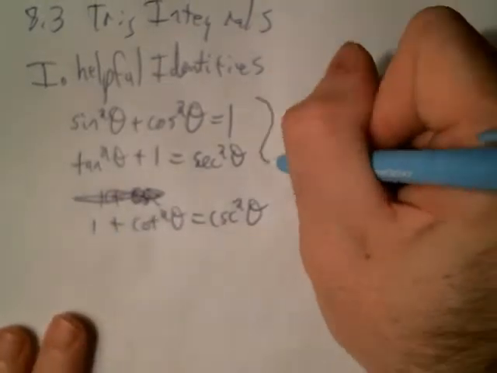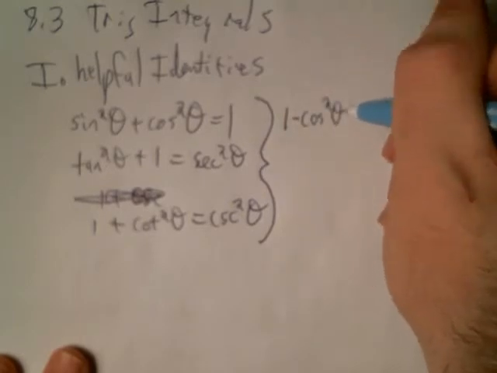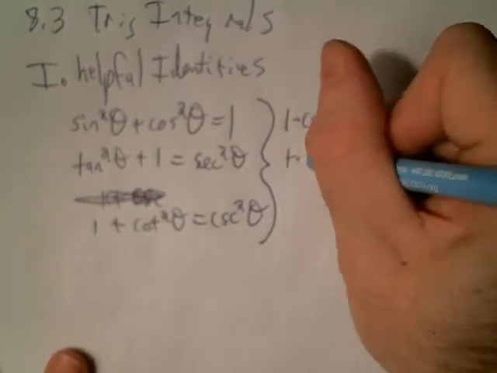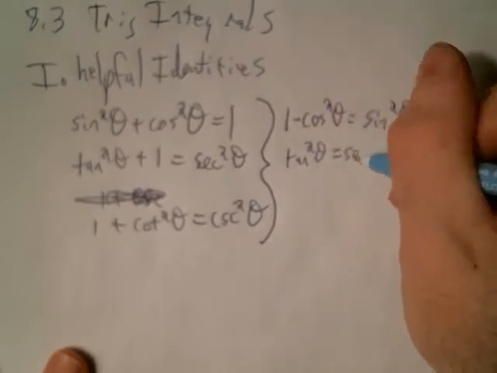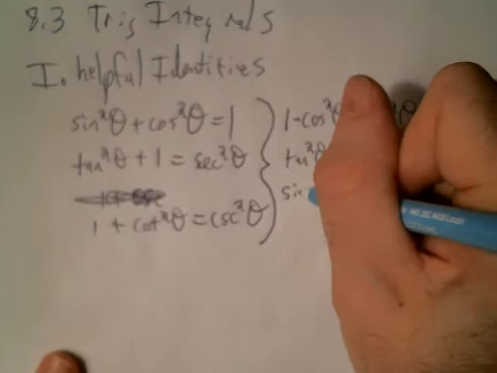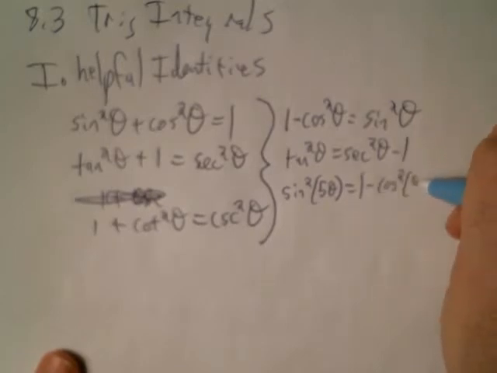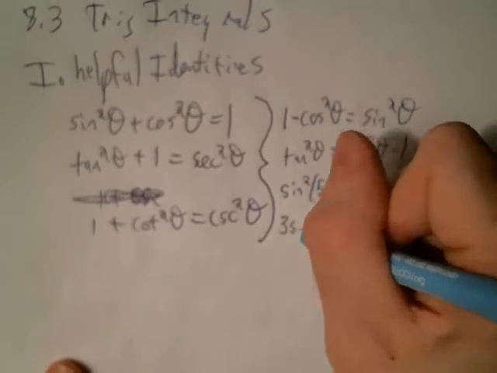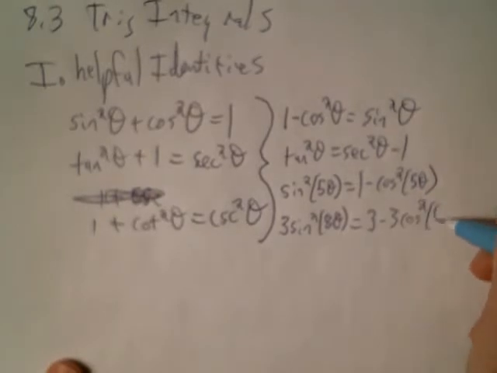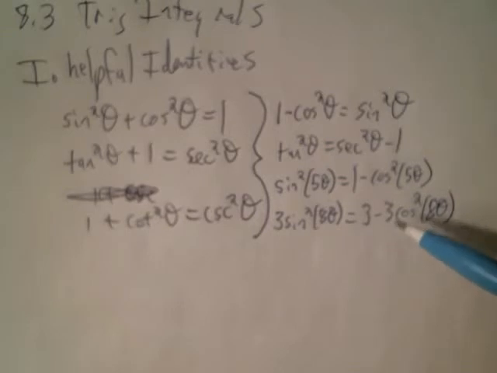You need these memorized, but you also need to be flexible enough to realize other things, right? I need to be able to realize that 1 minus cosine squared theta is sine squared theta. I need to recognize that tan squared theta can be rewritten as secant squared theta minus 1. I also need to deal with other angles. In particular, sine squared of 5 theta is equal to 1 minus cosine squared of 5 theta. And 3 sine squared of 8 theta is equal to 3 minus 3 cosine squared of 8 theta. You need to have these memorized, but you also need to be able to identify them in the wild, right?